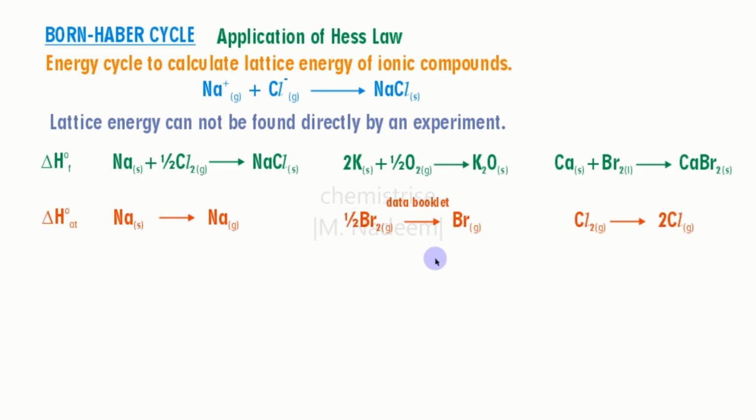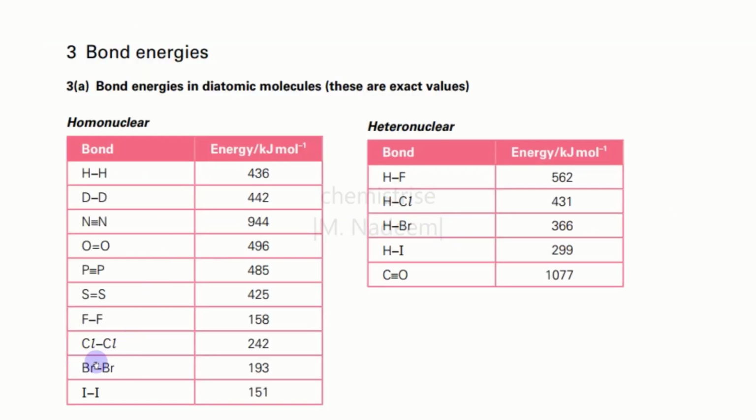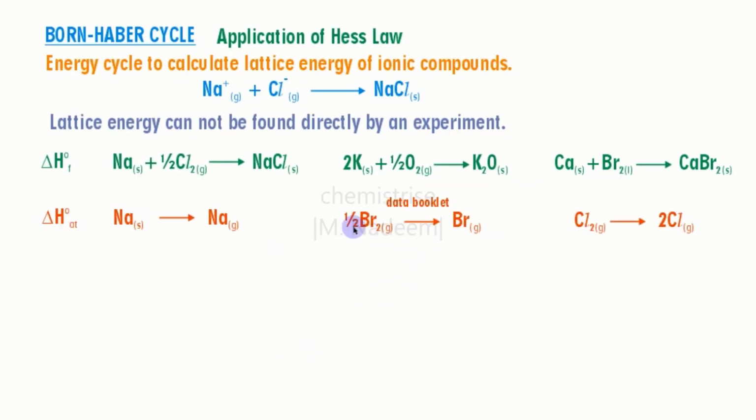So in the data booklet, we have bond energies. For bromine, look at over here, the value is 193. So it's half of the bond energy, required to convert half Br2 to Br. So the value for this will be half of 193, to give you 96.5 kilojoules per mole.